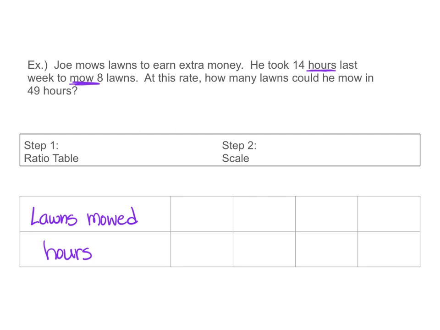All right, so our first ratio is 14 hours. So I'm going to write the 14 right here for 8 lawns. So I'm going to put the 8 here. Now we have to get to 49 hours. So I'm going to write 49 hours here, but I know that I can't get from 14 to 49. So we have to do something. We have to skip, jump, or hop, or do something to the 14 and then get this number, whatever that number is, to get to 49.